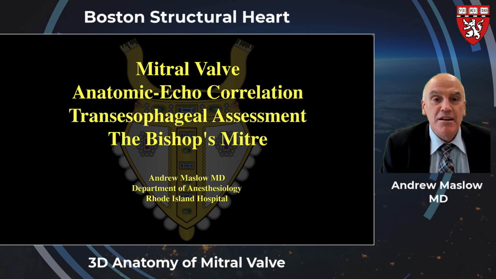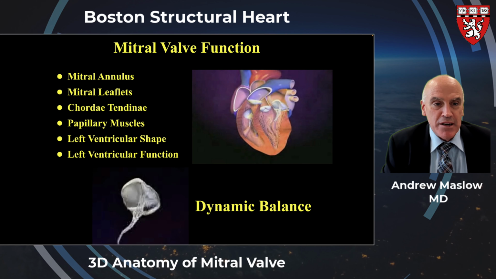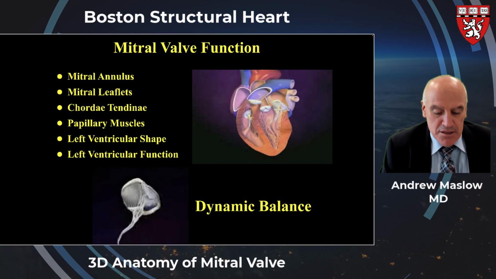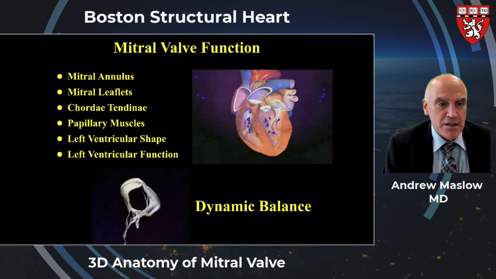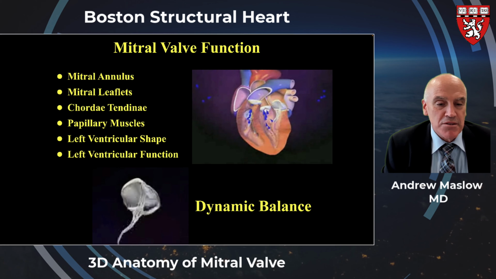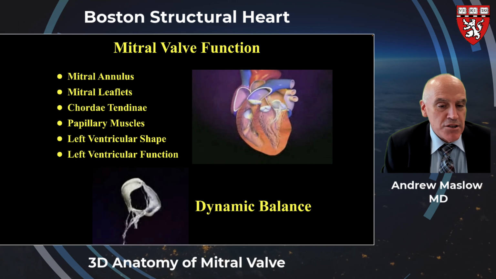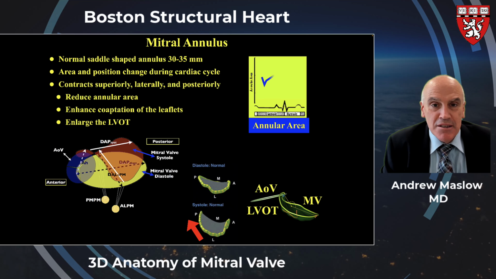Hello, everybody. This is going to be a talk on anatomic echo correlation of the mitral valve, 2D and 3-dimensional imaging. Mitral valve function is based on the coordination of the components of the mitral apparatus: the mitral annulus, the leaflets, chordae tendineae, the papillary muscles, and the left ventricular function and shape. Together they strike a dynamic balance.